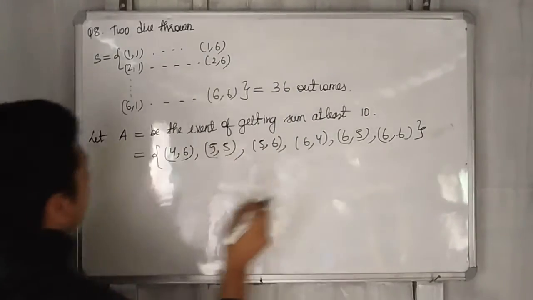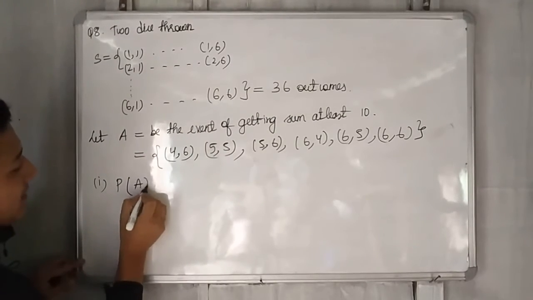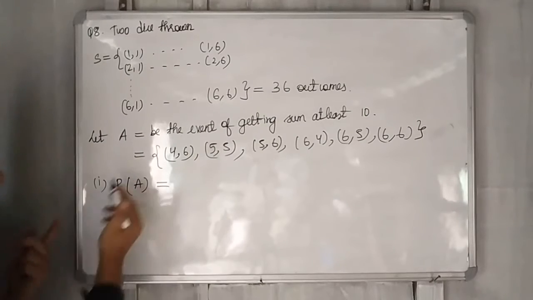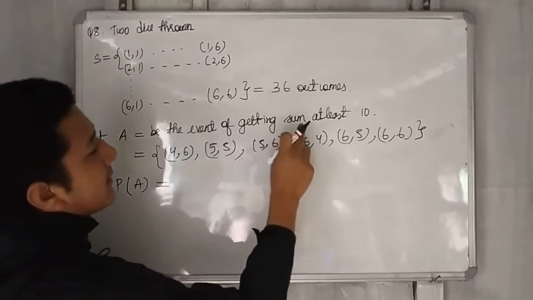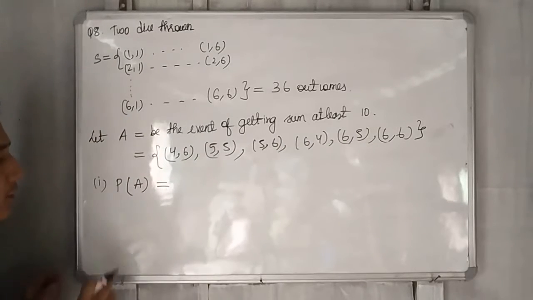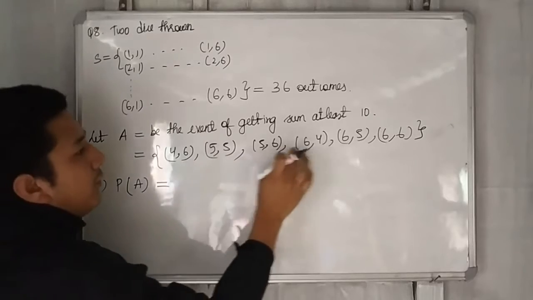Don't worry. So the first answer is to find the probability of E itself. See, when you define the event, then it becomes very easy. What is my E? E is the event of getting sum at least 10. So probability of E, probability of getting sum at least 10. How many chances? 1, 2, 3, 4, 5, 6.